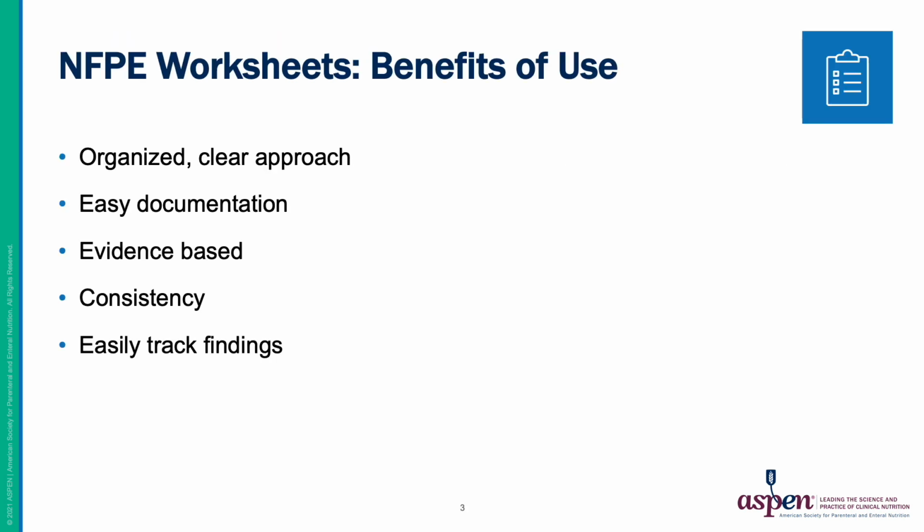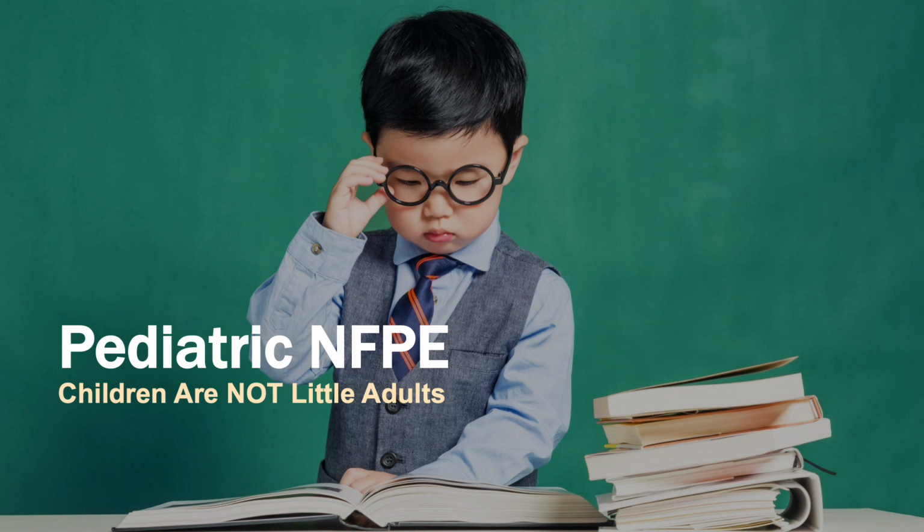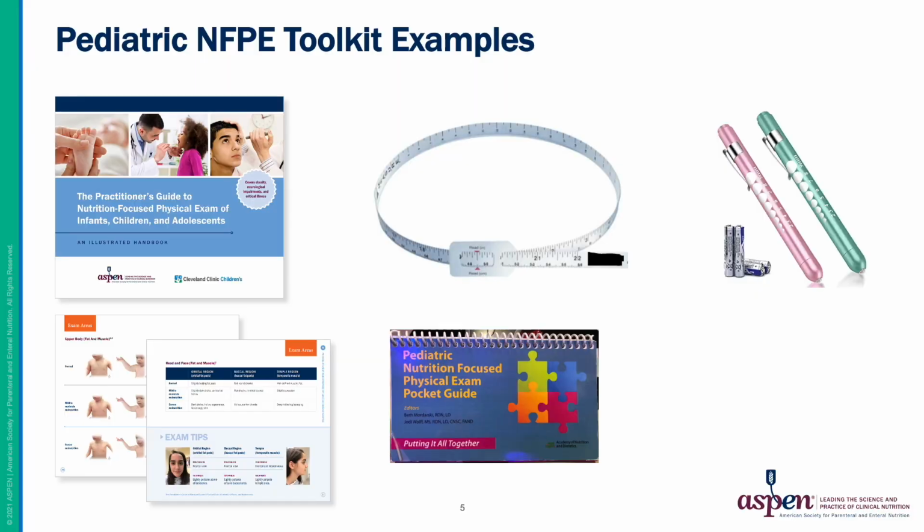The benefits of use are organized, clear approach, easy documentation, evidence-based, consistency, and easily track findings, especially if you need to document at a later time. In pediatrics, we cannot say this enough. Children are not little adults. Here is an example of a pediatric NFPE toolkit. Here's a pen light, a head circumference measuring tape, and NFPE pocket guides from both ASPEN and A&D.